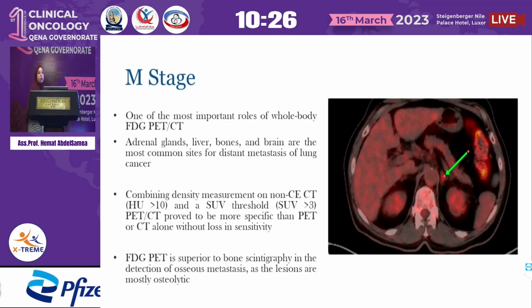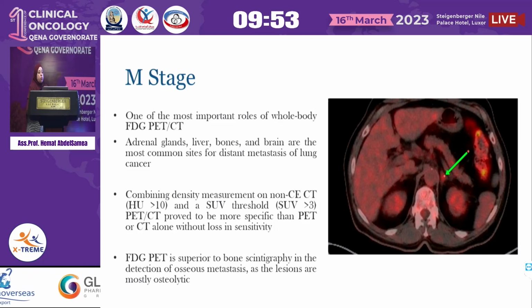One of the most important advantages of PET-CT is its whole body imaging detecting distant metastasis. Combining density measurements in Hounsfield units on contrast enhanced CT, and SUV threshold, PET-CT proved to be more specific than PET-CT or CT alone in the detection or characterization of adrenal metastasis.